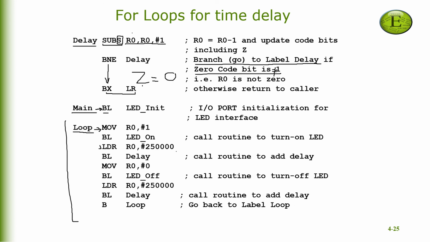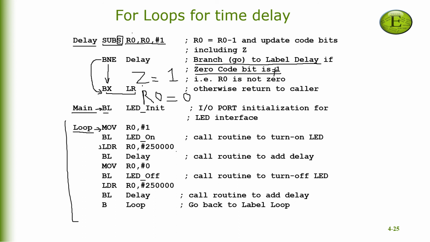Let me write it down over here. So Z is equal to 0 as long as R0 is greater than 0. And the moment R0 is equal to 0, the Z flag is set to 1. That's when you go to the next instruction. You don't go back to delay, you execute the next instruction. That is, return to the caller.